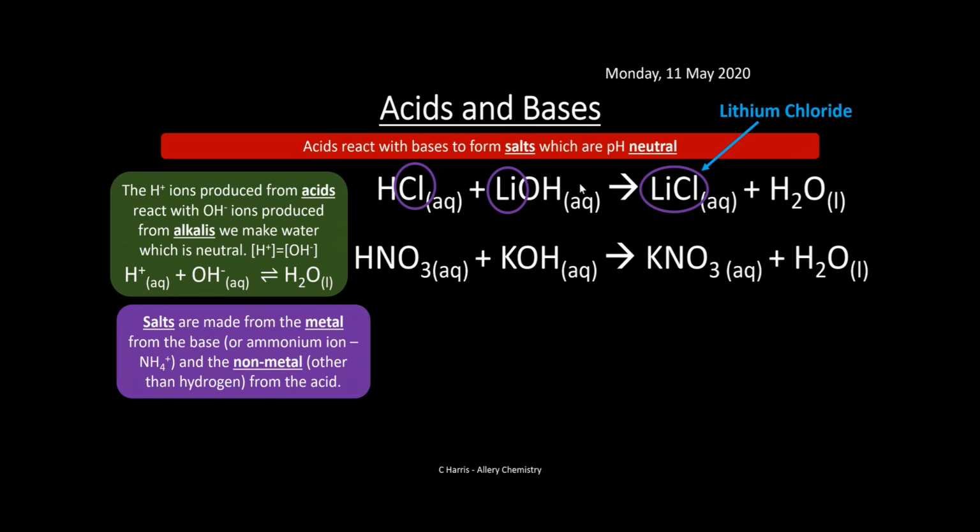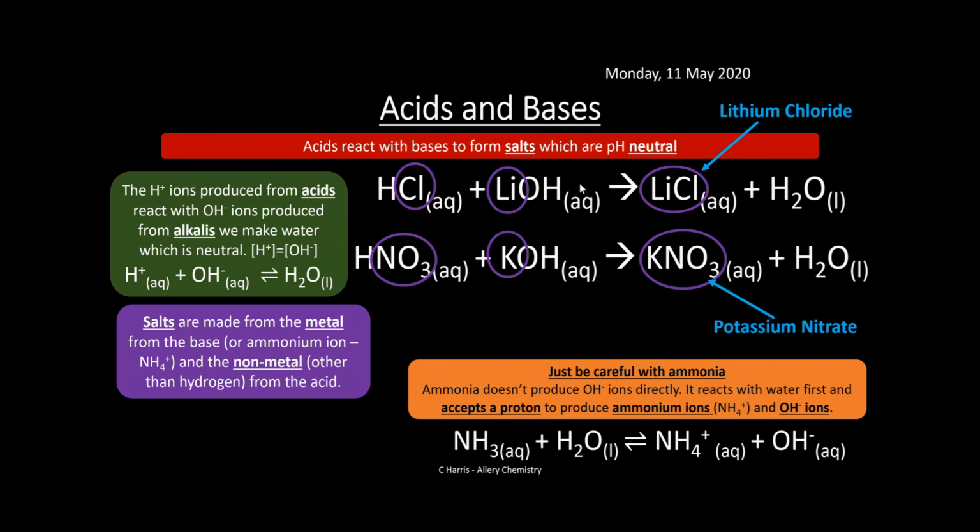Here's another example. Nitric acid reacting with potassium hydroxide to form potassium nitrate and water. So you can see here we've got our nitrate. This is the non-metal part of the acid, in other words the bit other than the hydrogen, in this case it's nitrate, and the metal part of a base. React that together and we form potassium nitrate as our salt. And obviously we always produce water in these types of acid-base reactions, apart from ammonia, which we'll look at later.